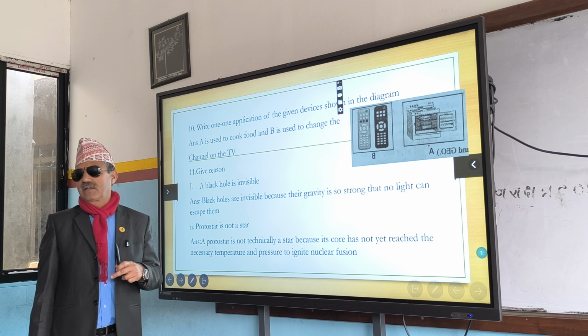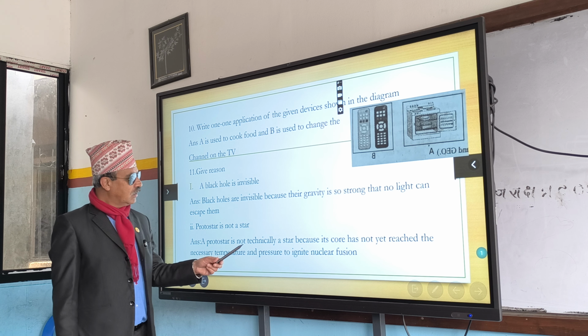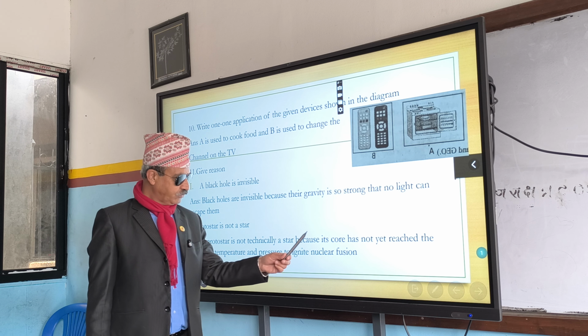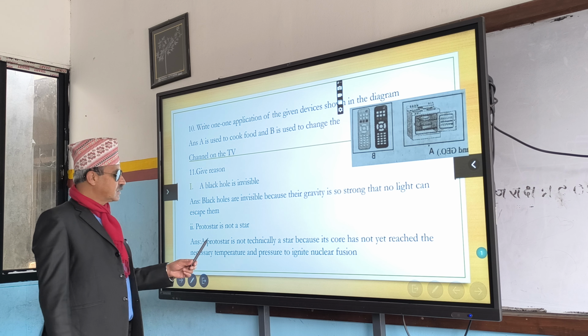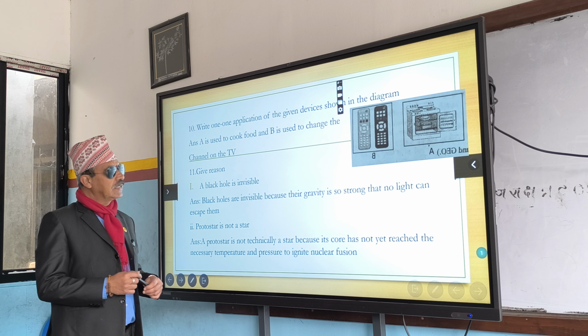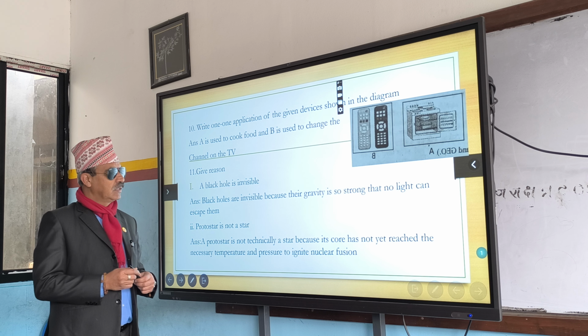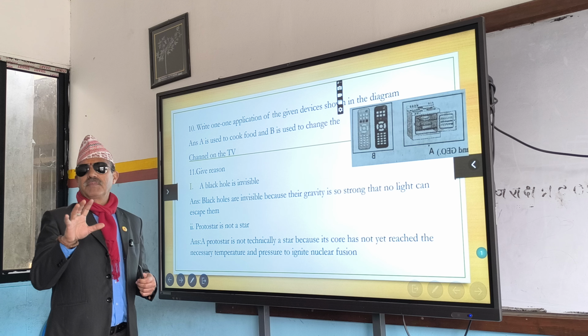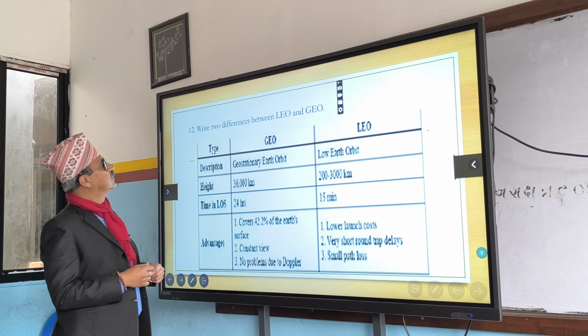Protostar is not a star. What is the answer? A protostar is not a true star because its core has not yet reached the necessary temperature and pressure to begin nuclear fusion. This is the beginning of a star, but it is not able to emit light.